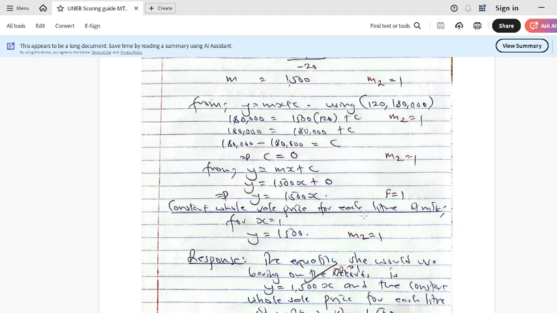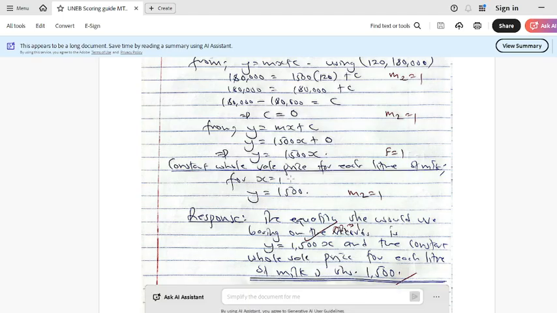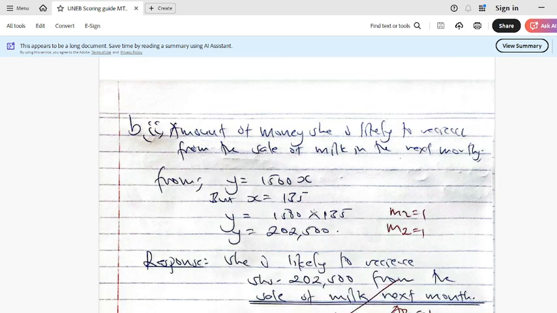Now, because each liter is 1 liter, remember x is the number of liters. So I just put y equals 1,500 times 1, which you can see here, so y equals 1,500. So the equation she would use based on the records is y equals 1,500x, and the constant wholesale price for each liter of milk is 1,500.